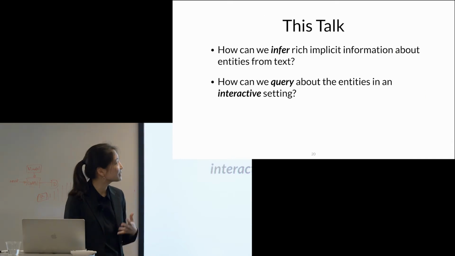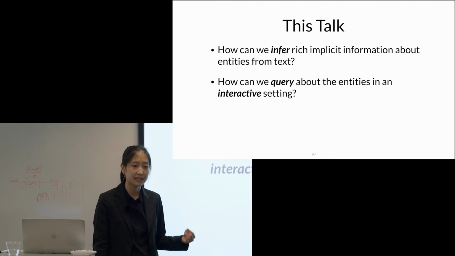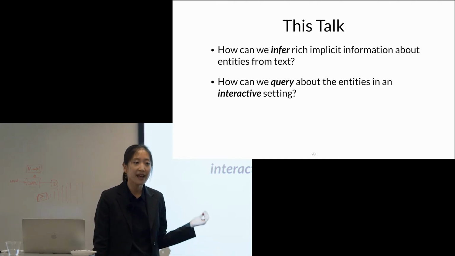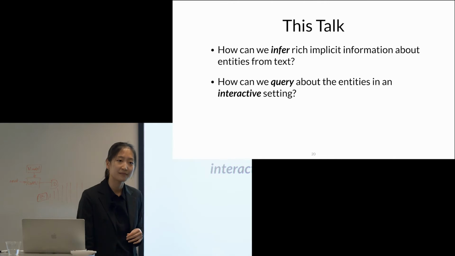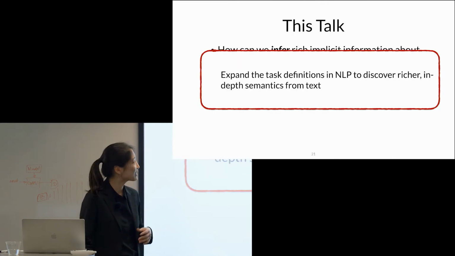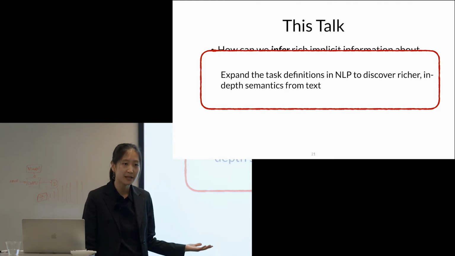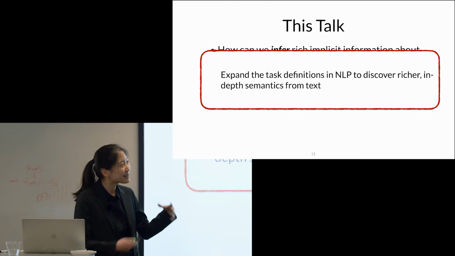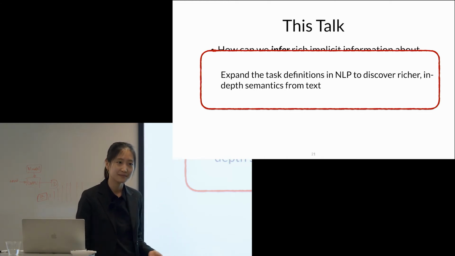So these are the two themes that I'm going to talk about today: how can we infer this kind of implicit information, and how can we interact with the machines to gather more information. Both pieces of work have a similar theme of trying to expand the horizons of existing NLP to cover richer semantics and make the machines understand the details of the text better.